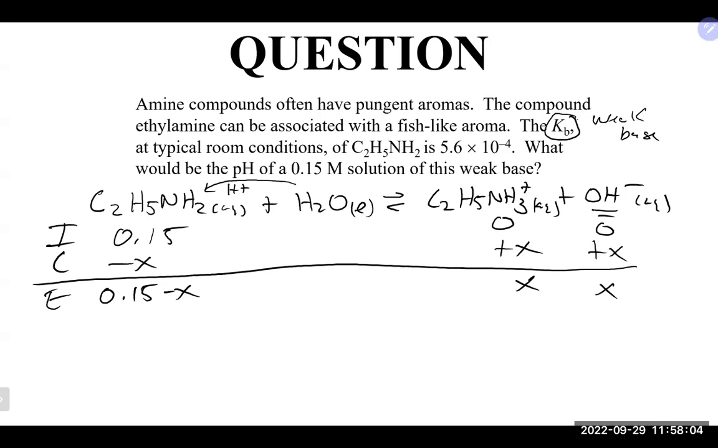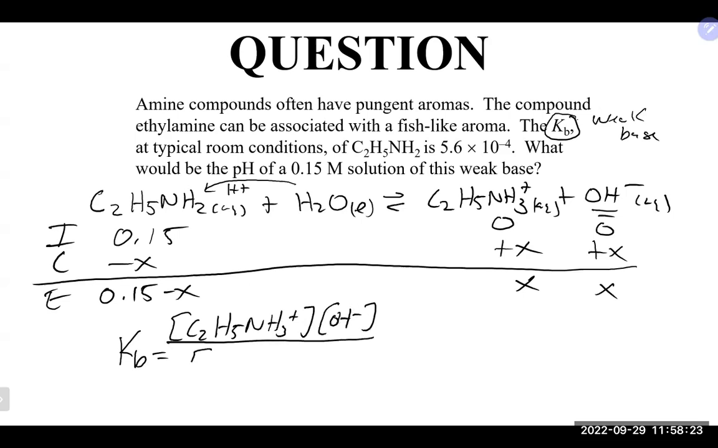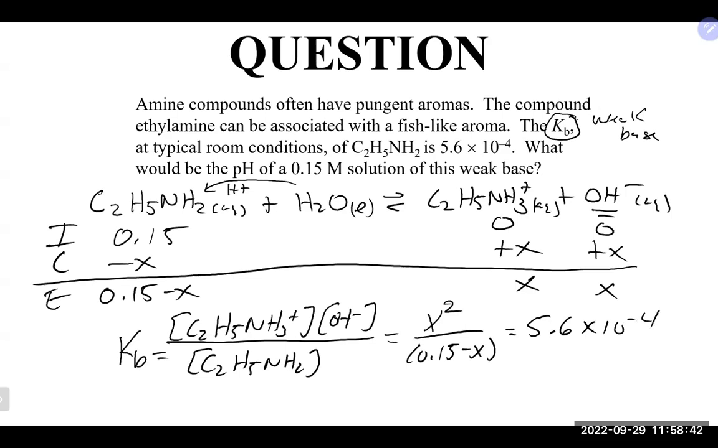It's not really part of the equilibrium, right? So best not to put any numbers where you might want to use it incorrectly. At this point, this is going to go into our Kb expression, right? And that in this case would be C2H5NH3+ times OH- divided by C2H5NH2. And that gives us basically x squared divided by 0.15 minus x is equal to 5.6 times 10 to the minus 4.